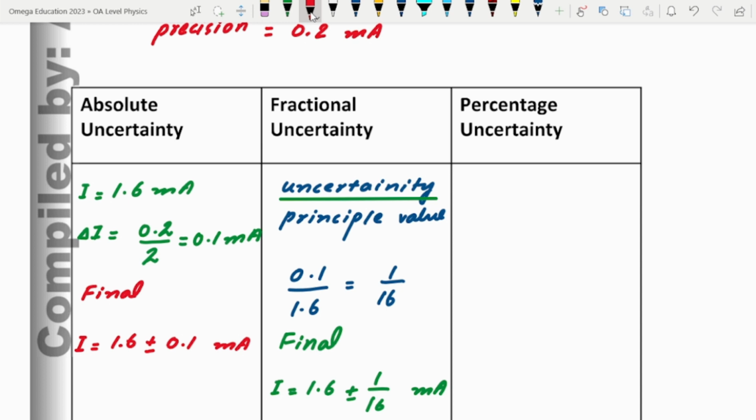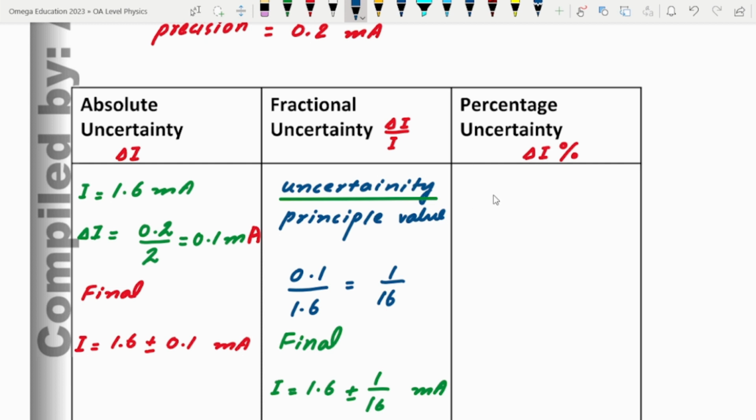So it is just a concept of mathematics. You simply find the fractional uncertainty and you multiply it by 100. What you get is the percentage uncertainty. Okay, by the way, absolute uncertainty in current would be represented as delta I. Fractional uncertainty would be represented as delta I divided by I, because I is representing the principal value, and the percentage uncertainty is represented as delta I followed by the percentage sign. Okay, these are three different notations for all three of them.